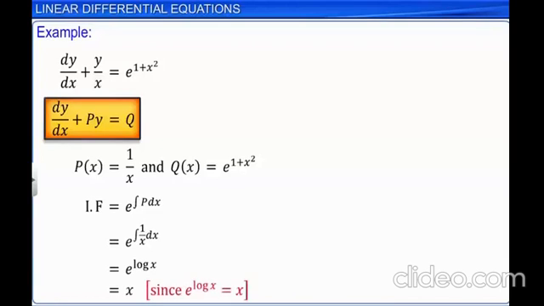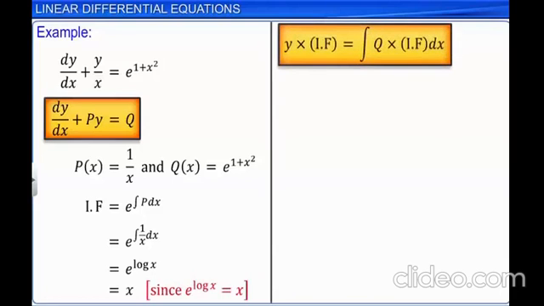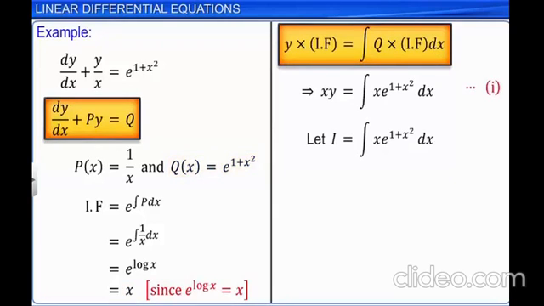Now, substitute the values of q of x and the integrating factor in the solution of a standard equation. This gives x into y is equal to integral of x into exponential raised to the power of 1 plus x square with respect to x. Let's denote the right-hand side by I. Assume 1 plus x square is equal to t. This implies that 2x dx is equal to dt, or x into dx is equal to dt upon 2.